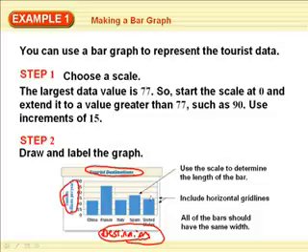You have the bar. It says include horizontal grid lines. That's what you would use if you put it on graph paper. All bars should have the same width. Notice these all have the same width, and if you remember, this one was 77, so it's just a little bit higher than 75.